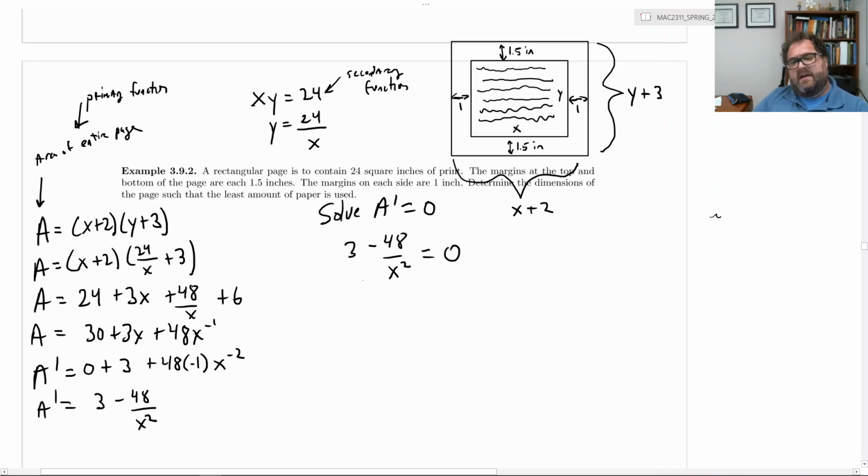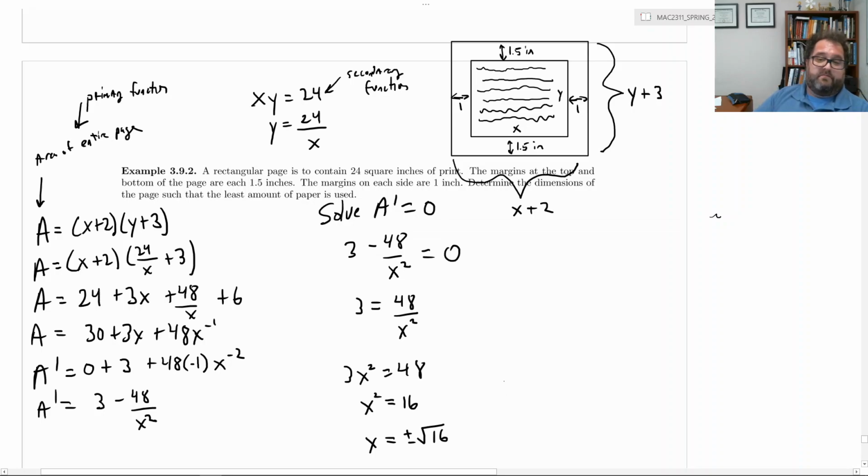Now, to solve this, I'd probably add 48 over x squared to both sides. So 3 equals 48 over x squared. And I'd probably multiply both sides by x squared to clear the denominator. So we get 3x squared equals 48. And now we have a quadratic that we can divide both sides by 3. Let's see, 48 divided by 3 is 16. And then we can apply the square root property and get plus or minus the square root of 16.